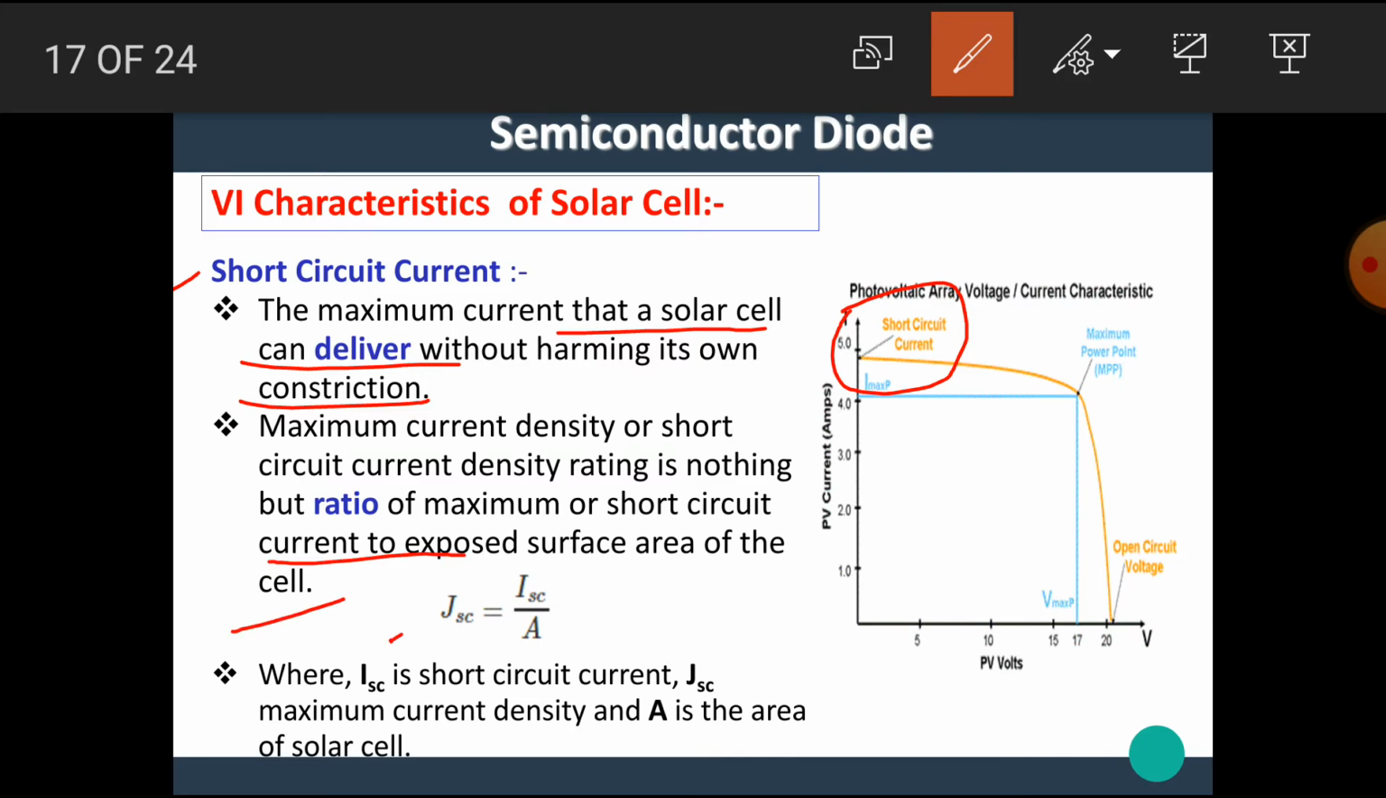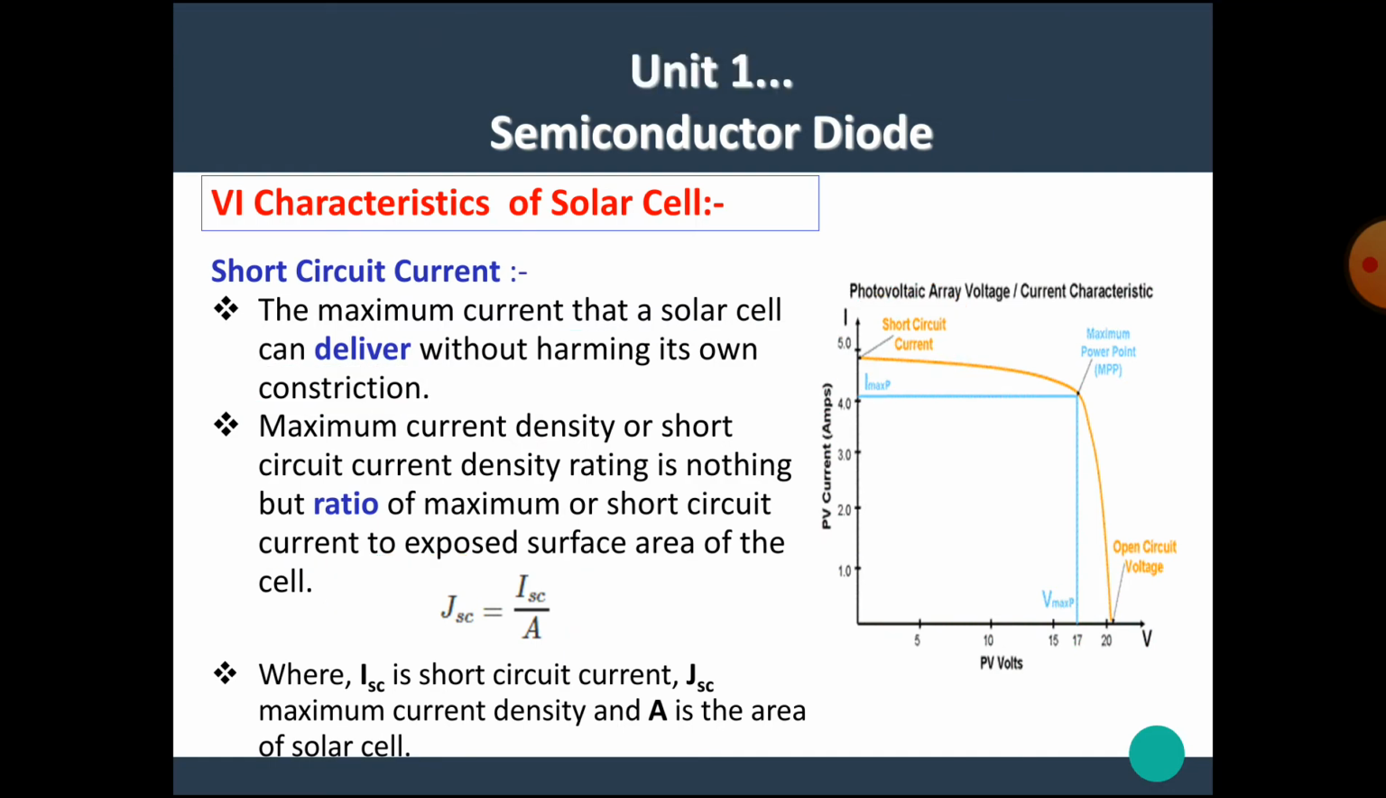That means JSC is equal to ISC upon A, where JSC is the current density, ISC is the maximum short circuit current, and A is the area of the photovoltaic cell. I hope you all understand the term short circuit current.